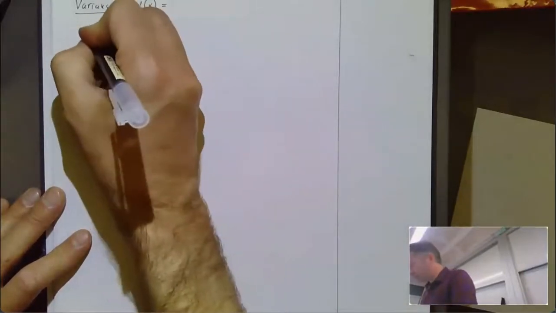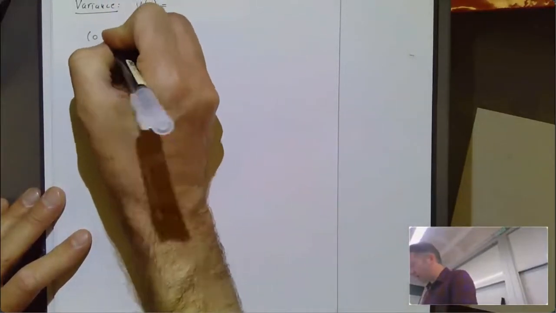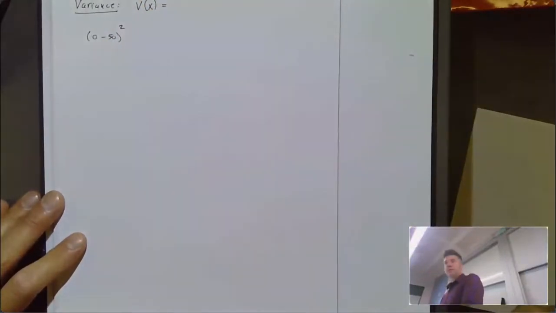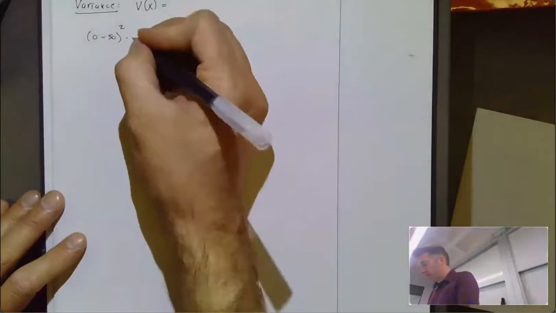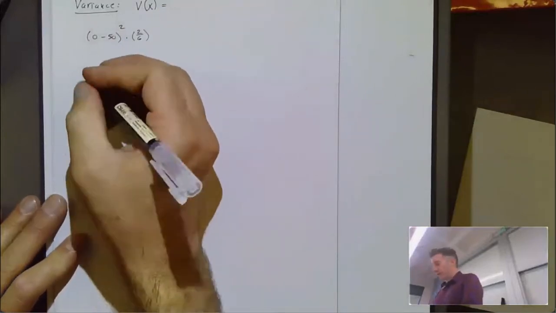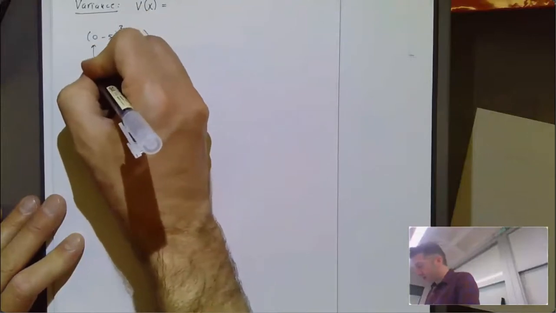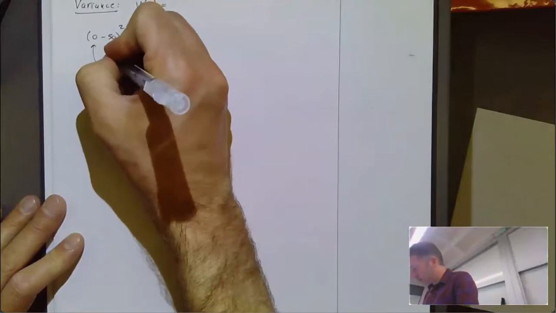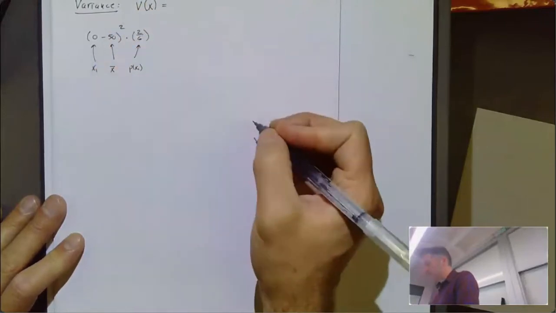So the variance is going to be: take each score, subtract the mean. So I'm going to get 0 minus 50. That's one of my scores. And then square it, and then multiply by the probability of that score. I took my score of 0, my x1, and there's my probability of x1, and there's the mean, x bar.